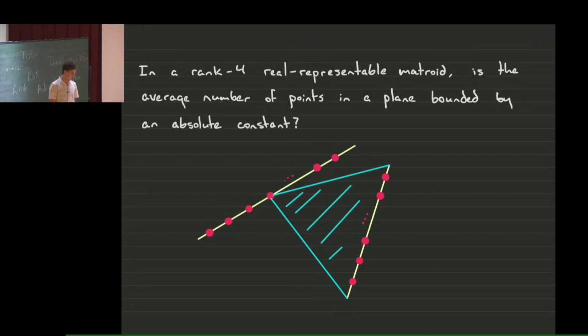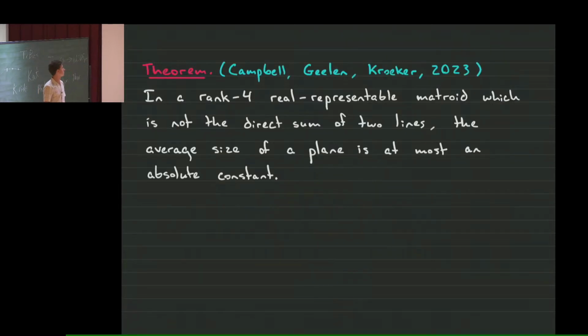But the nice thing about this rank 4 question is that rank 4 is reasonably intuitive, and you can just think about these rank 4 matroids, and you stare at this construction, and the conjecture you eventually arrive at is that this is essentially the only thing that can go wrong. And this is something that we proved last year. So this is a result with Rutger and Jim, which says exactly what I just said. If you're rank 4 real representable, and you're not the direct sum of 2 lines, then the average size of a plane is bounded by an absolute constant.